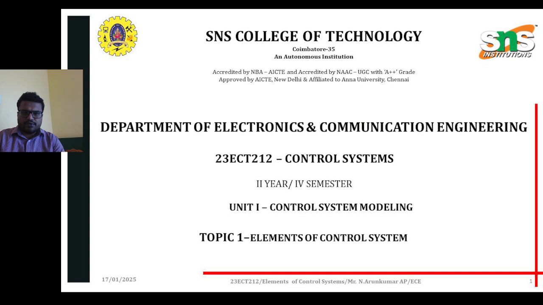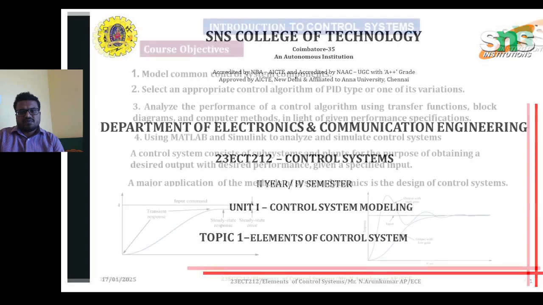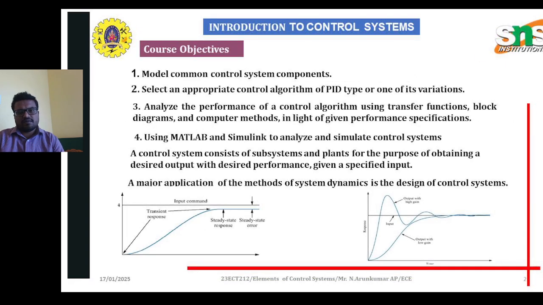In this video, I am going to share about elements of control system in control system modeling. So let us see how the modeling has been enabled and it is followed by control system. First one is objective. In order to initiate a control system, these are some factors to be followed while designing a product or patent.